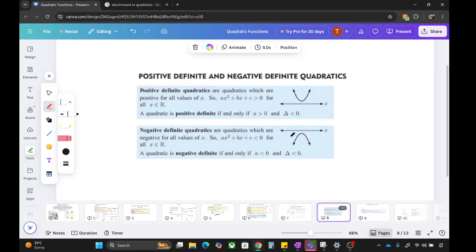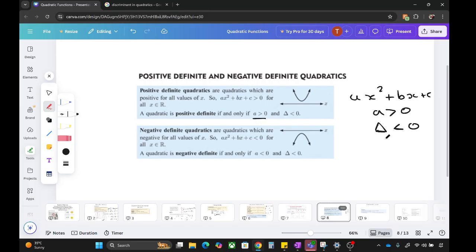So now let's talk about positive definite and negative definite quadratics. Positive definite quadratics are quadratics which are positive for all values of x. So that means it remains above the x-axis. A quadratic is only positive definite if and only if a is greater than 0. So that means your ax squared plus bx plus c, a is greater than 0, and if delta is less than 0. These are your two rules for a positive definite quadratic.